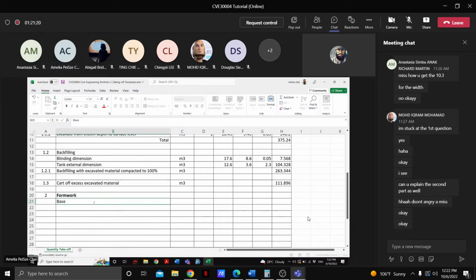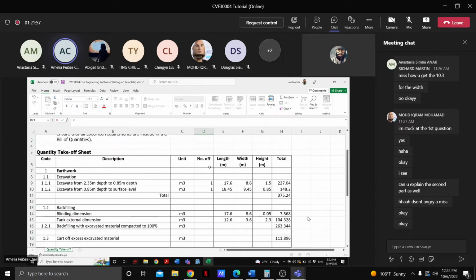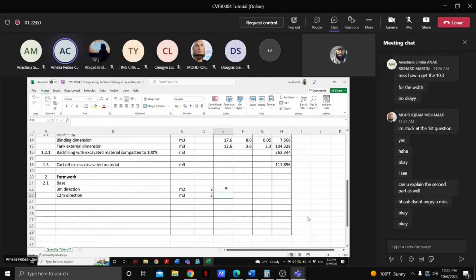Okay, so formwork, we have what? Base first, right? We have 2.1. Okay, so base in meter square. How many bases do you have here? You can separate out your base. You can have the 3-meter direction, then you have your 12-meter direction. You can split it out. So how many pieces? 2 and 2, 2 numbers of this direction and this direction.